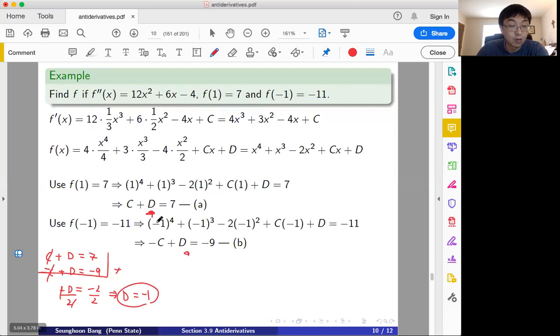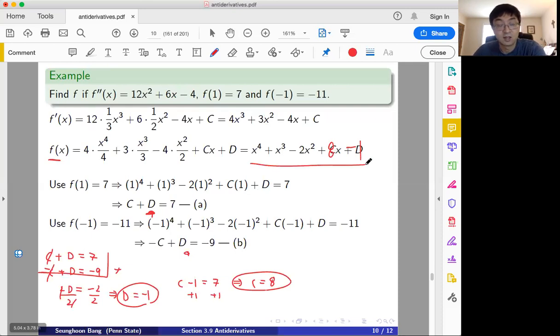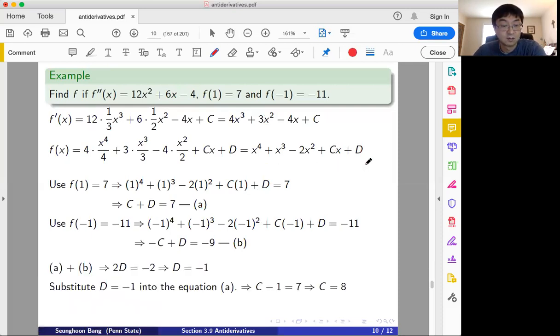And plug into the first equation, c minus 1 equals 7. You add 1 to both sides. What's that? The c equals 8. We have two numbers. You can plug these two values into f of x here. So c equals 8, d equals minus 1. That's it. This is the final answer. So like this. That's good.